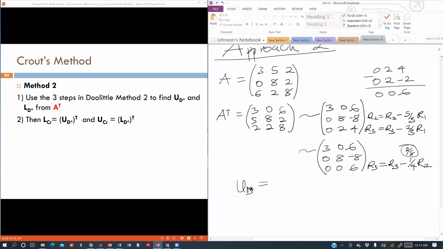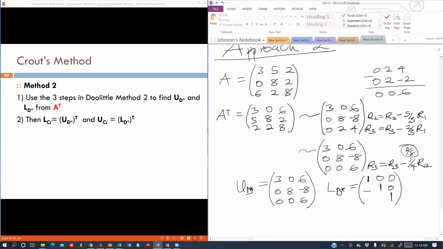So this, I'm calling it UD star. This is equal to 3, 0, 6, 0, 8, -8, 0, 0, 6, because the new matrix we have here is the upper triangular. And that is this Doolittle star. And then the lower triangular of this special Doolittle is going to give us, from Doolittle, our diagonals 1, 1, 1, and of course the upper part 0, 0, because it is a lower triangular.